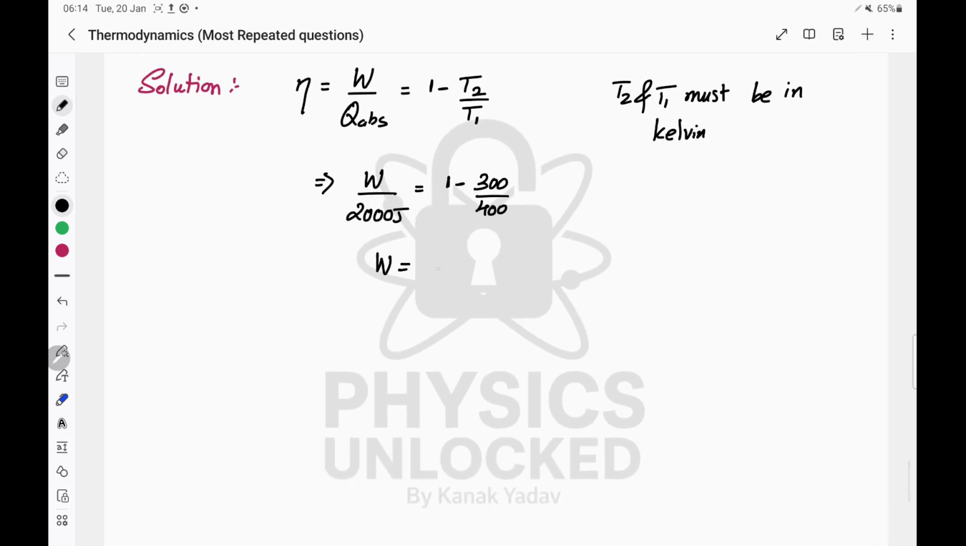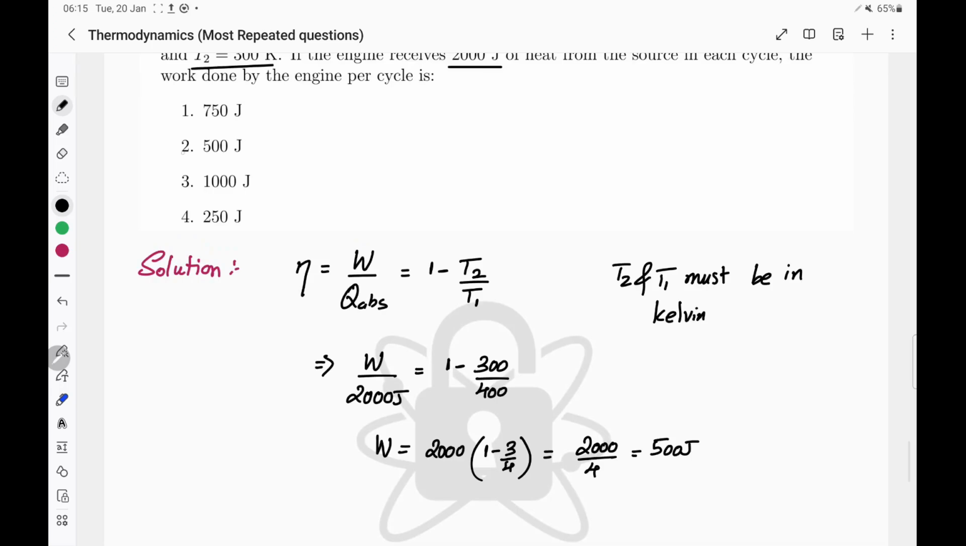So the work done will be equal to 2000 into 1 minus 3 by 4, which is 1 by 4, which is basically 2000 divided by 4, which is 500 joule. So this happens to be option 2.